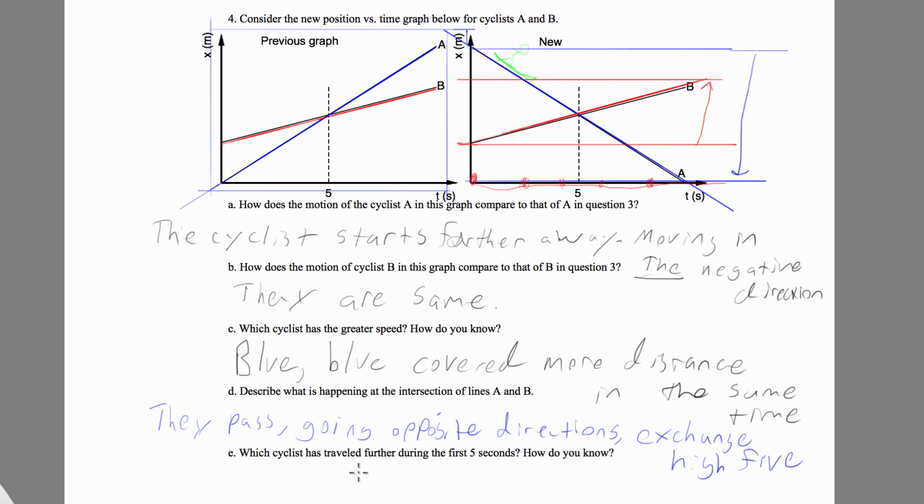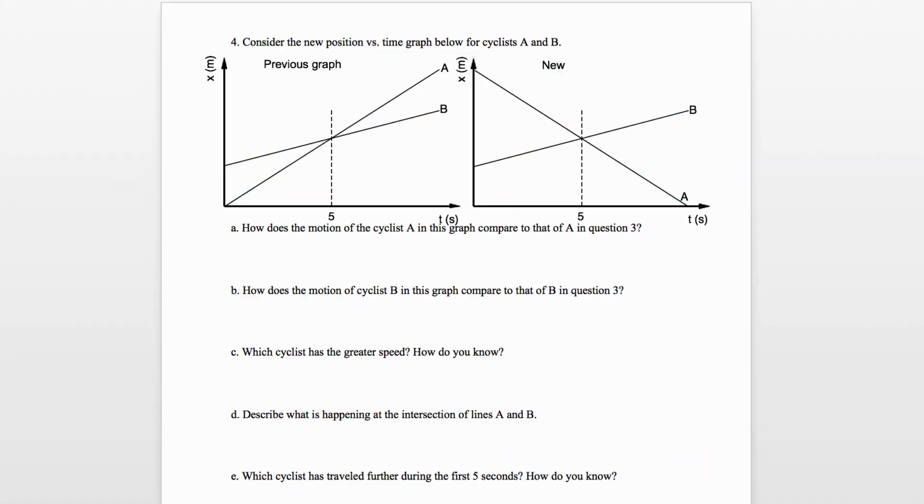And which cyclist has traveled further during the first 5 seconds? How do you know? I already answered that with greater speed. Because I know physics well, I answered this question, I guess, better than intended. So I'm going to say right here, by the same logic as part C, it's going to be the blue guy. And is there anything left?